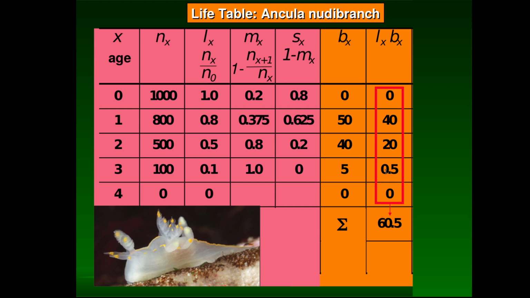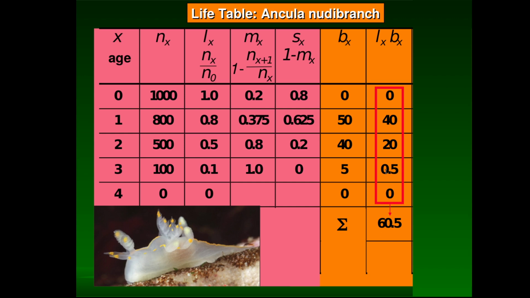So in this example, if N1 is the population at generation 1, then 60.5 times N1 is the population density at generation 2. This is R0 times N1, which is equivalent to lambda times N1.